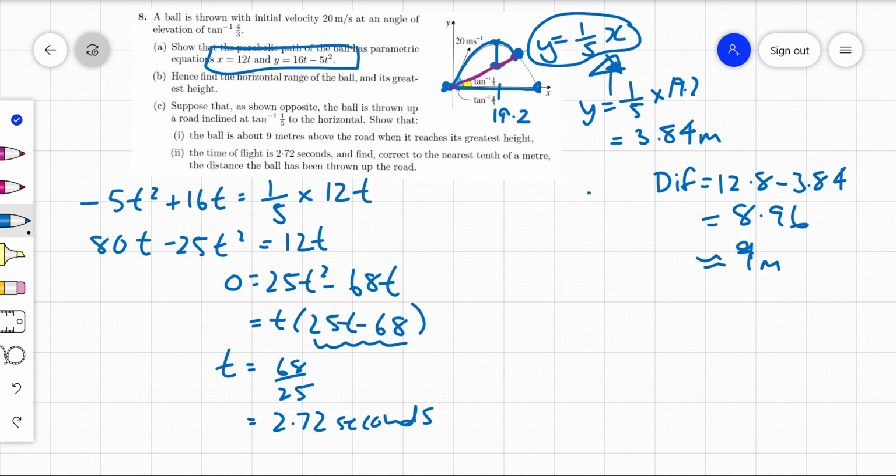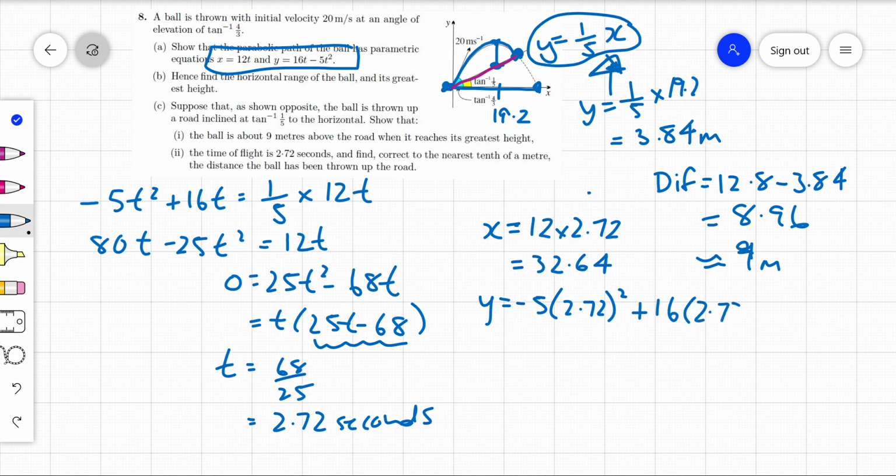And so how far up that road is it? Well, let's have a look at our x and our y values. So x is 12t, so 12 lots of 2.72, it's 32.64. And our y value at that time, so minus 5t squared plus 16 lots of t's. Putting that in the calculator, you get 6.528. So up that road, you can see we've got the x value here, 32.64, and the y value here.